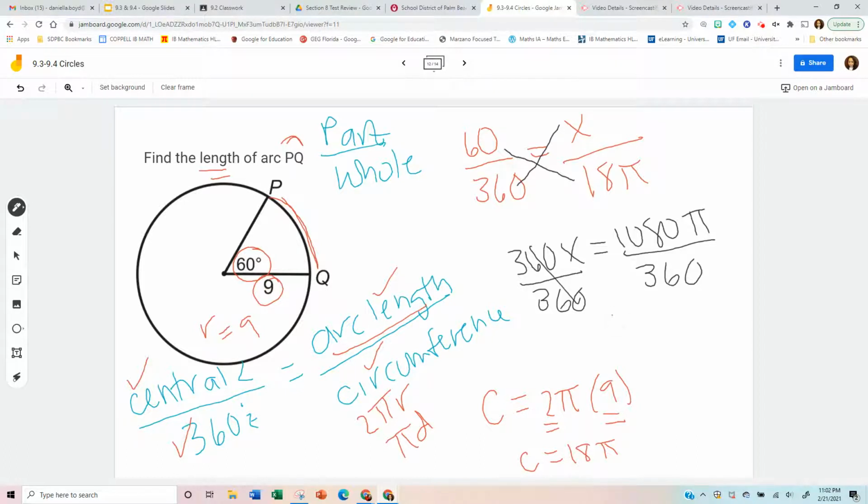So I get x is equal to 3 pi, which means that my arc length, arc PQ, is 3 pi. Sometimes you might see the m because it's the measure of arc PQ is 3 pi. So that is my final answer.